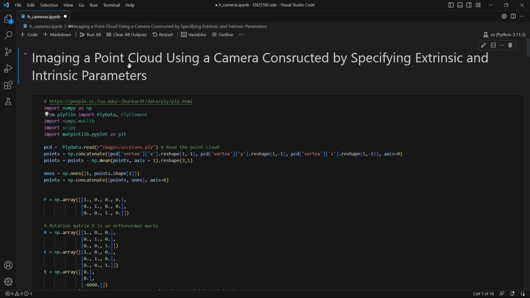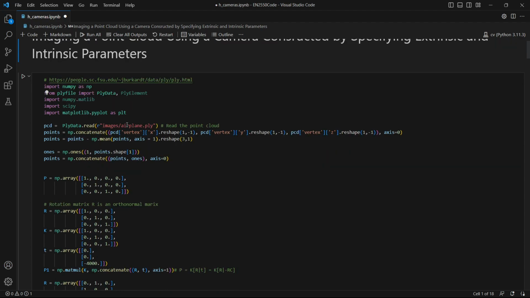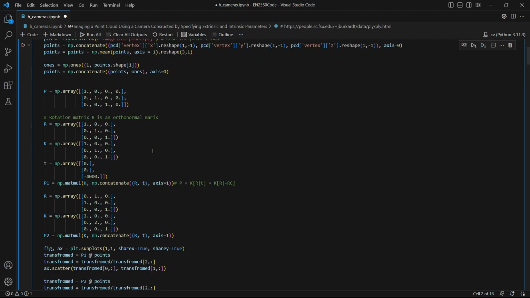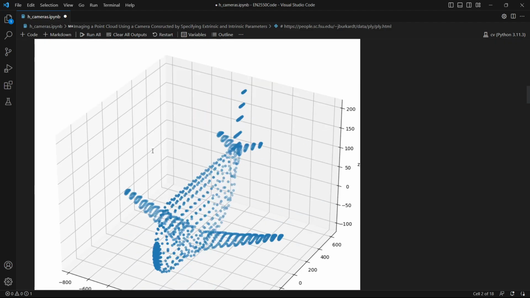So what we do is imaging a point cloud using a camera constructed by specifying extrinsic and intrinsic parameters. In this case, I have a ply file loaded using which I can read a point cloud. A point cloud is a scatter of points, so I will show this point cloud beforehand. This is the kind of point cloud.